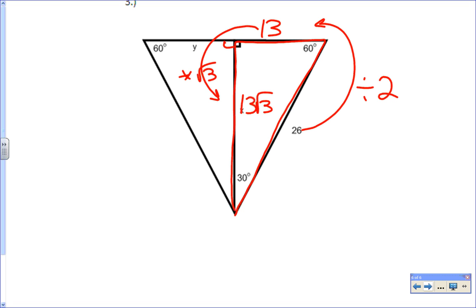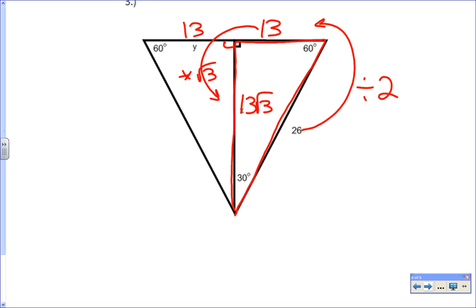Any ideas on why? There's lots of ways you could answer this question right now. I've left it pretty wide open. I think most of you know the answer, but can you explain why? Well, let's start with the answer. What is y? 13. You're right, it is 13. Can anybody tell me a good reason for it being 13? There's lots of answers to this question.